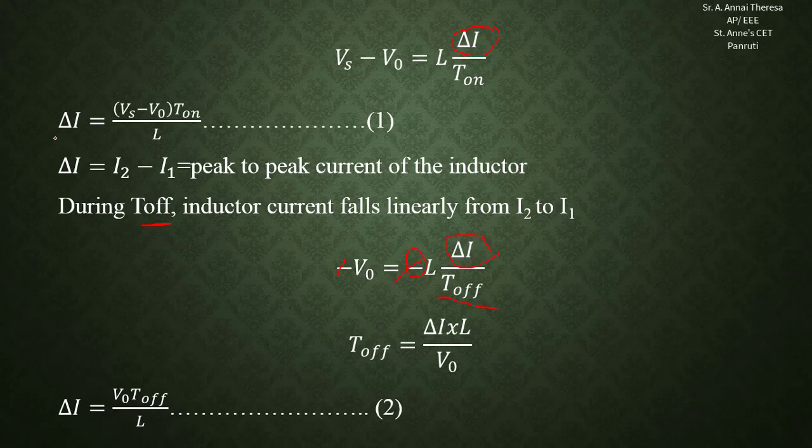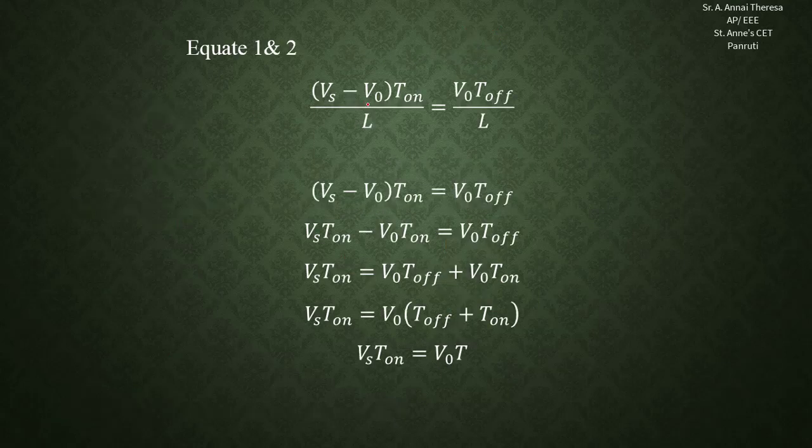So both the equations are delta I only, so we can equate these two equations, first and second equations. So equating these two, we can cancel this L. Then Vs minus V naught into T on is equal to V naught T off. Now we multiply this T on inside. So Vs into T on minus V naught into T on is equal to V naught T off. So you can bring this term here. If you bring this term here, it will become plus. So Vs T on is equal to V naught T off plus V naught T on.